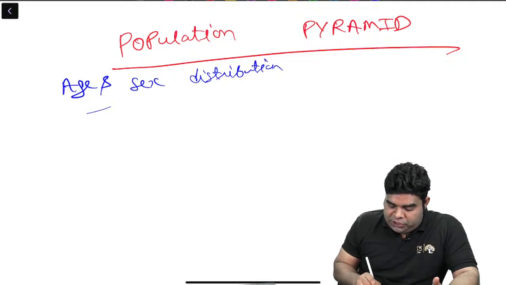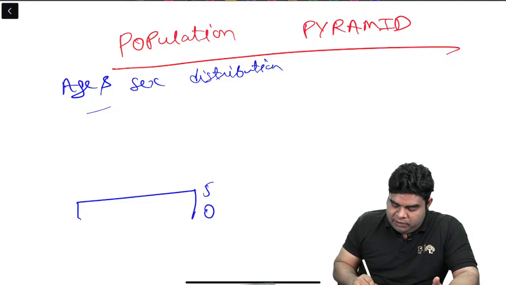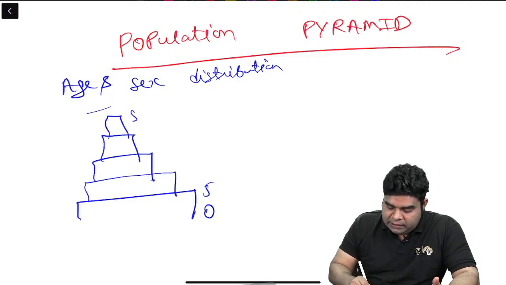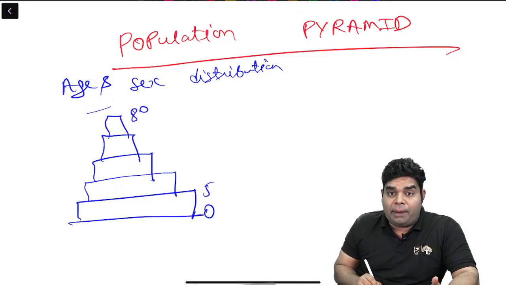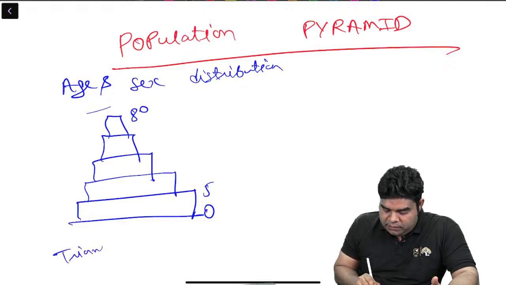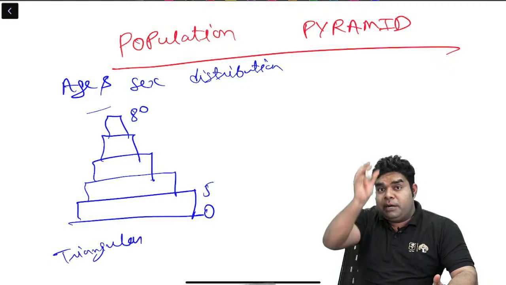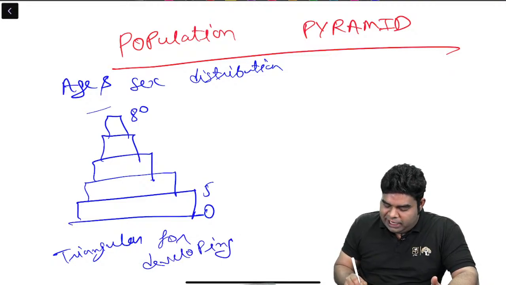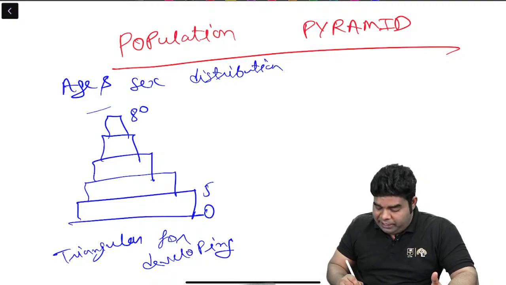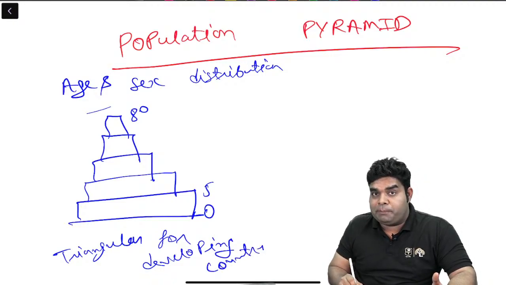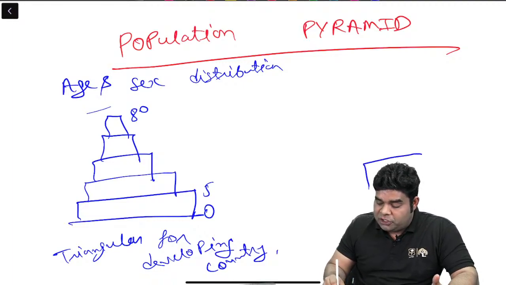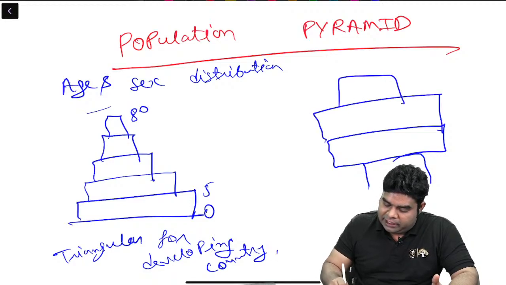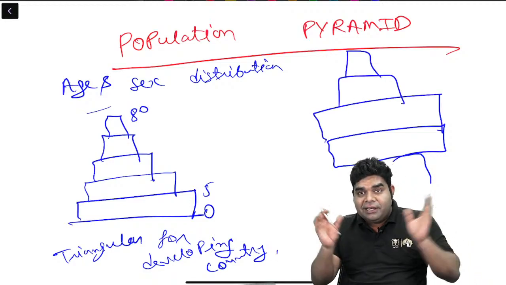We divide the population into 5-year age groups, 0 to 5, then 5 to 10, then 10 to 15, like that, up to 80. And this type of population pyramid will be the triangular or pyramidal population pyramid for a developing country like India. But the main question they ask is, in a developed country, what will be the shape of the population pyramid? In the developed country, the children are less. Above that, there is more population, and then again it decreases. So it is like a spindle.